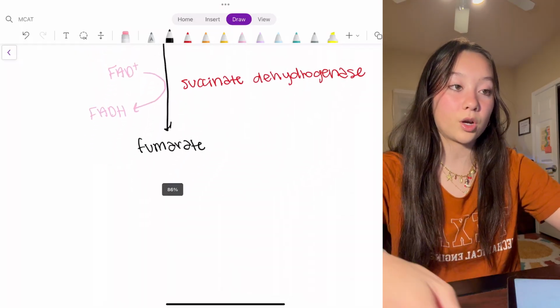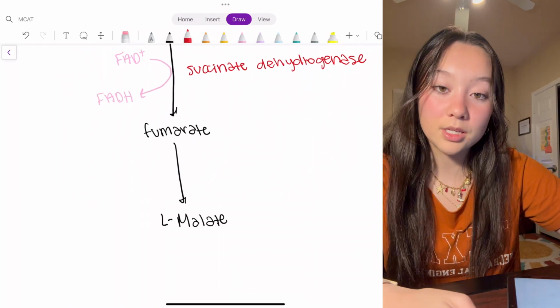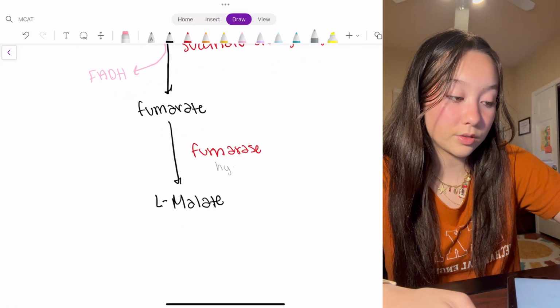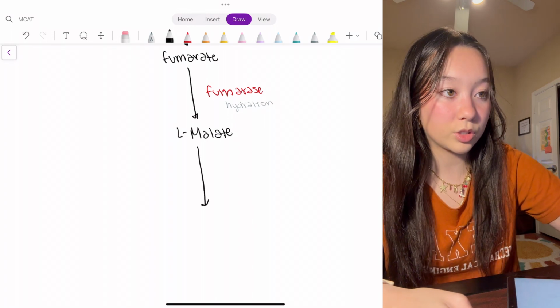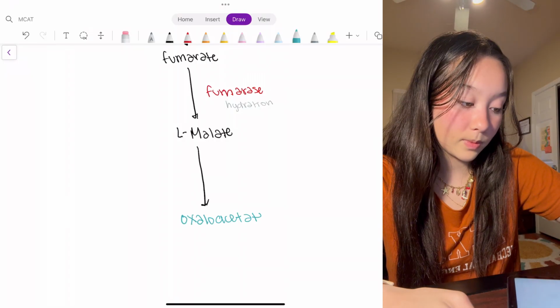Next, from here, we are going to form L-malate. The enzyme that forms this is called fumarase, and this is actually a hydration reaction. Nothing else happens in this step, so we're going to move right along to form back to oxaloacetate.